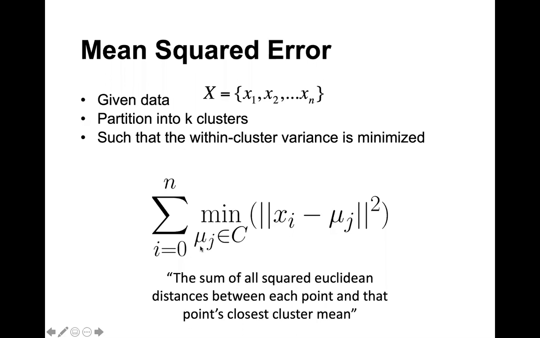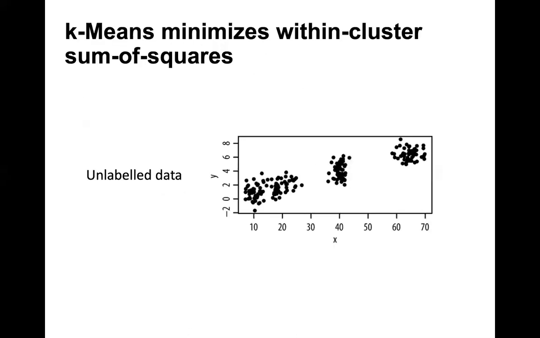Mu is usually used to denote the mean of every cluster in the set of clusters. This notation means each cluster in the set of clusters. We want to minimize the difference between the points in that cluster and the center of the cluster. So the sum of all squared Euclidean distances between each point and that point's closest cluster mean. So that's our objective criterion.